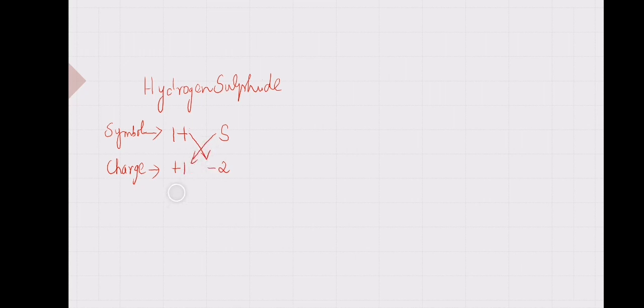So, hydrogen will become H2 and sulfur will become S1. When the subscript is number 1, that subscript is usually not written. So, the formula for hydrogen sulfide is H2S. Clear everyone? Let us move on to the next formula, carbon tetrachloride.